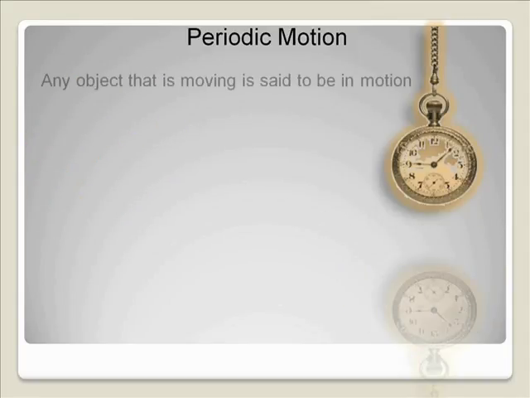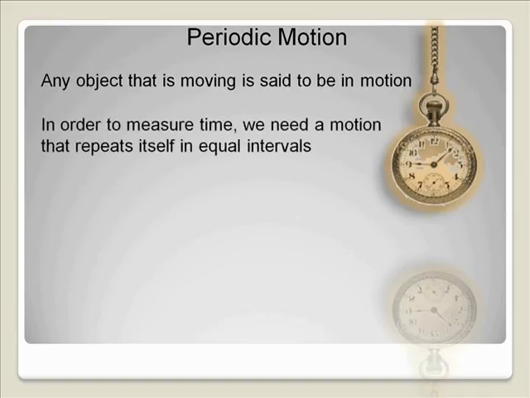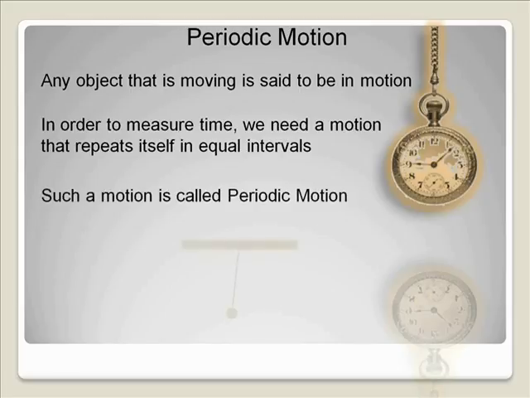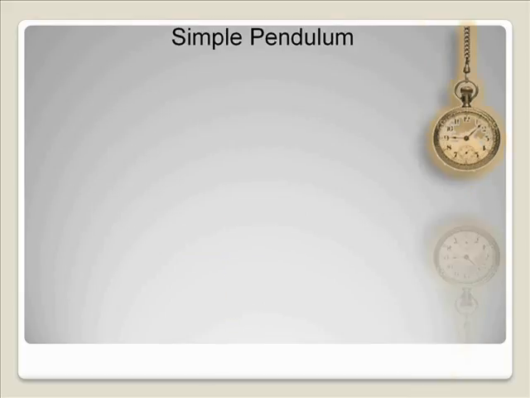Any object that is moving is said to be in motion. In order to measure time, we need a motion that repeats itself in equal intervals. Such a motion is called periodic motion. Let us look at this image. Can you see the periodic motion? Do you know what this object is called? Yes, it is a pendulum.